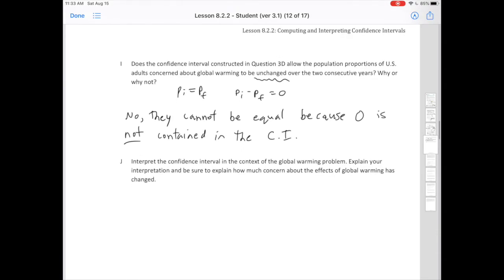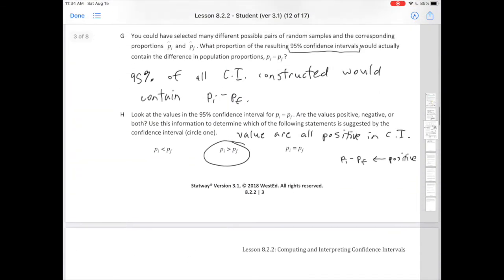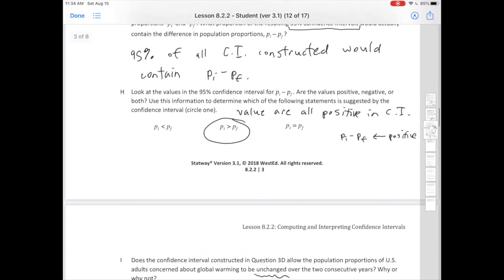Let's answer the last question. It says, interpret the confidence interval in the context of the global warming problem. Explain your interpretation and be sure to explain how much concern about the effects of global warming has changed. Okay, it says interpret the confidence interval. So we're going to use the last one that we got, which was with 4 times the sample sizes. So let me write down again the confidence interval so that we can interpret it into a sentence. So we had a confidence interval from 0.11 to 0.29.